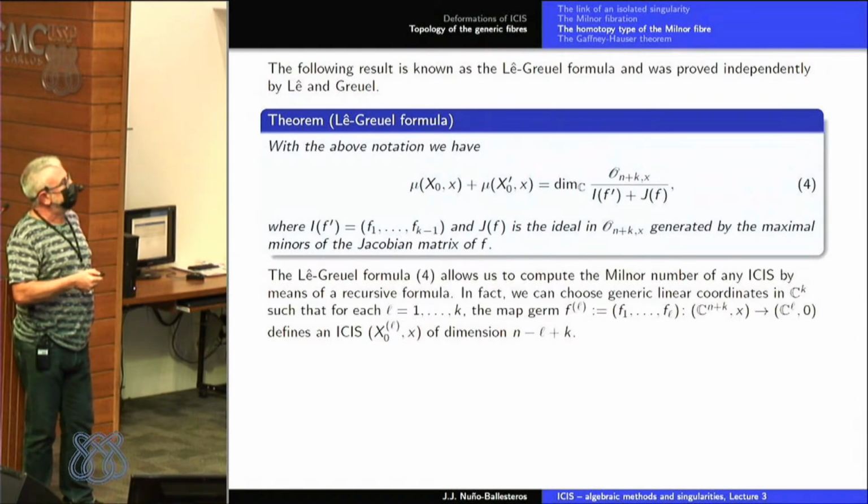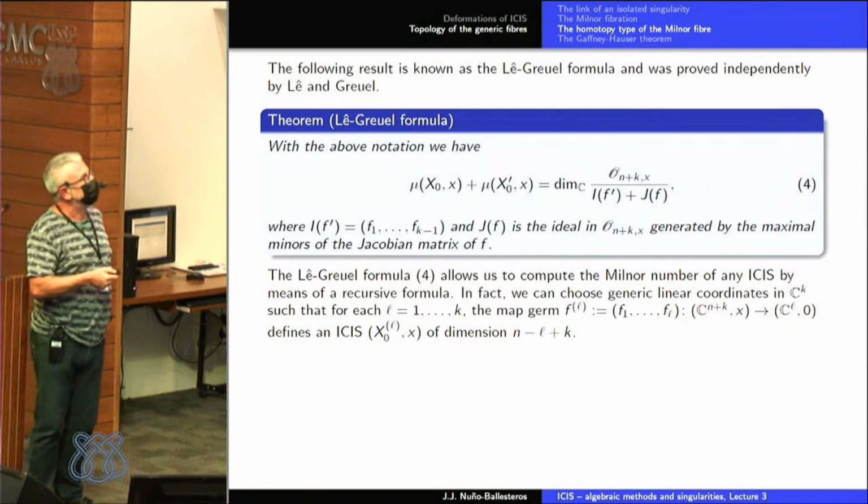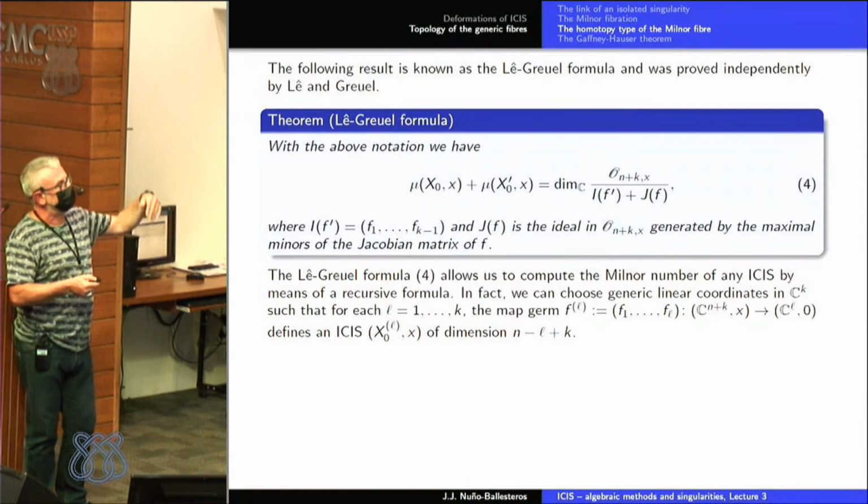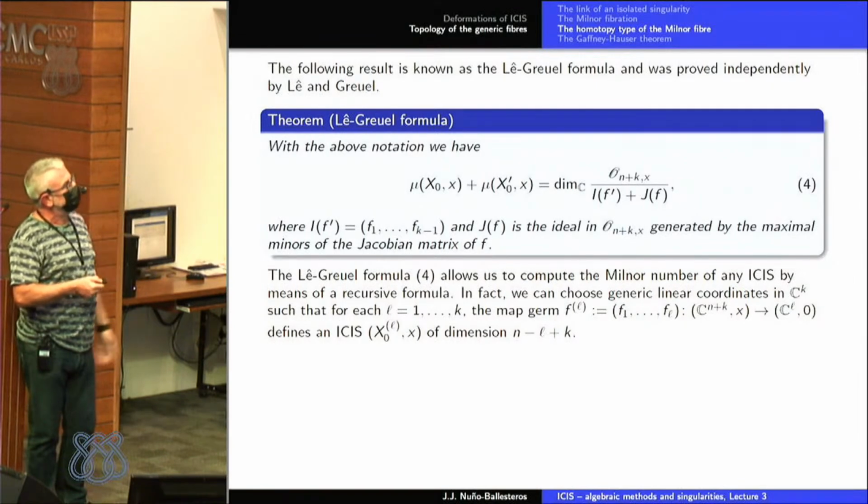Then this Lê–Greuel formula allows us to compute the Milnor number of any ICIS by using a recursive formula. In fact, we can inductively choose generic linear coordinates in C^k. So we first choose coordinates such that y_k is the line which intersects only at the origin, and you can proceed to choose the other coordinates.